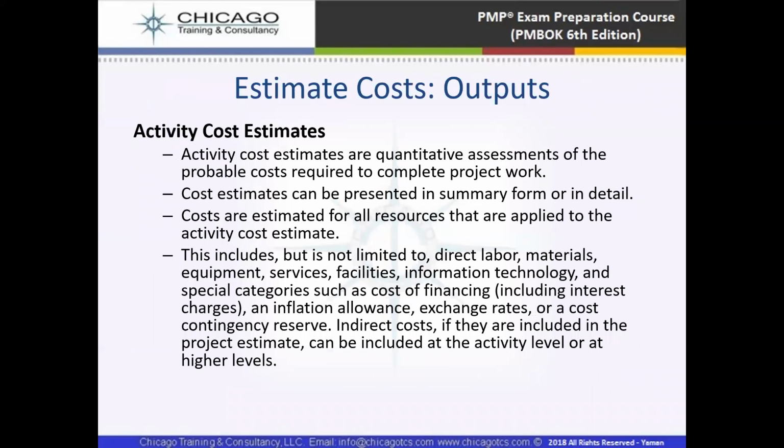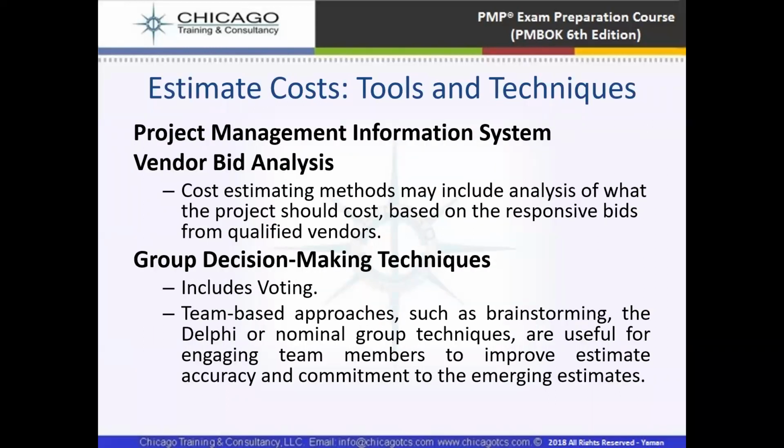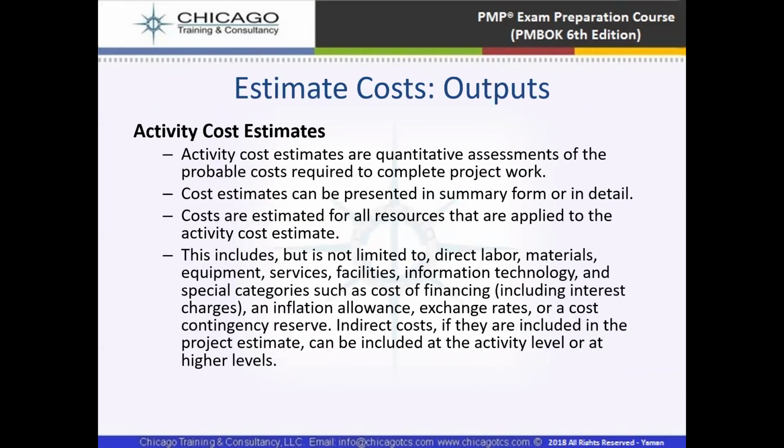And then there are the outputs now. Since we did our tools and techniques to execute our inputs, we are going to reach the outputs, which is activity cost estimates. So we reach the activity cost estimates, which are a quantitative assessment of the probable costs required to complete project work. Cost estimates can be presented in summary form or in detail. Cost estimates are established for all resources that apply to the activity cost estimate.